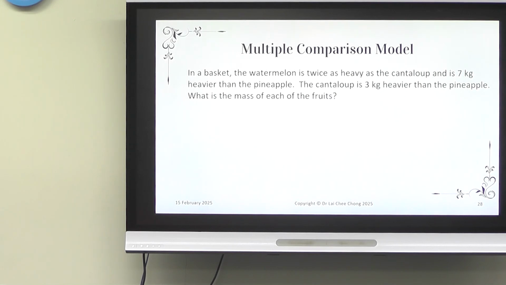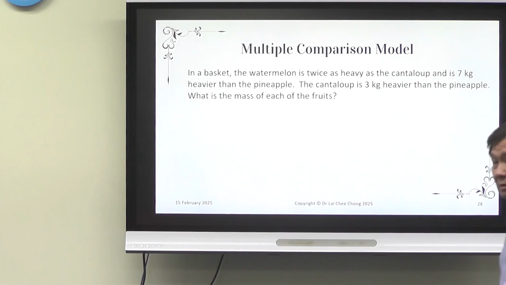which one is the heaviest? Watermelon is heaviest. Okay, this is heaviest, right? Now, the cantaloupe is 3 kg heavier than the pineapple. So, which fruit is the lightest? Pineapple. Ah, good. So this is my lightest, right? This is the lightest. So this is in the middle. Okay? This is in the middle.